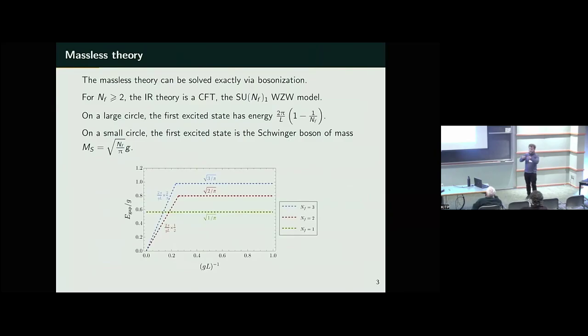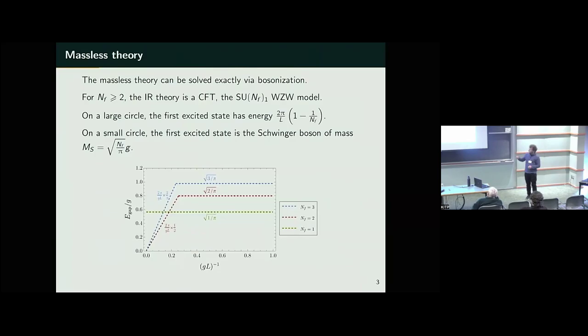So if I take a very small circle, we're still in the ultraviolet, the lowest state is going to be the Schwinger boson, which was shown long ago to have a mass of root NF over pi times the gauge coupling. So that's what should happen in a small circle. As we go to a large circle, we should enter this region where we're seeing the conformal theory. And so we should have a gap proportional to 1 over L.